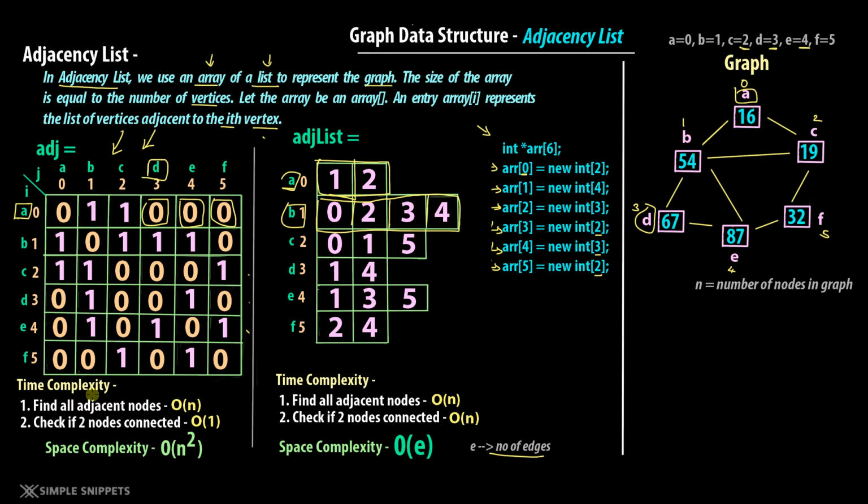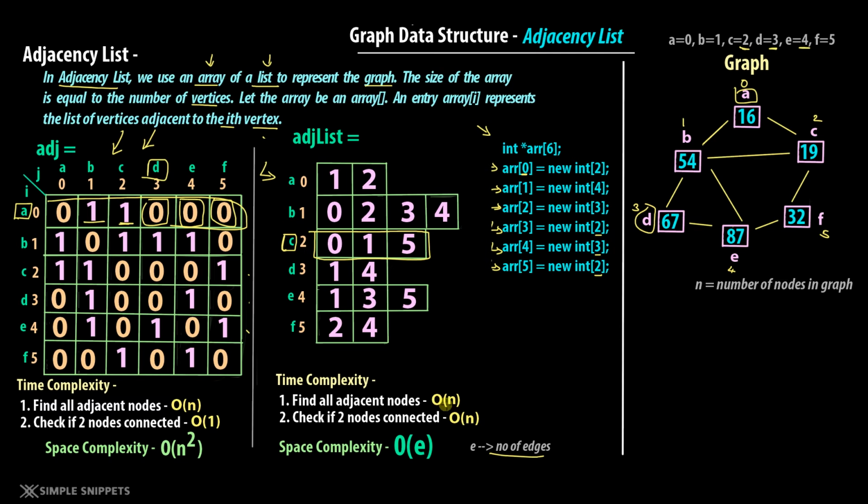Now talking about the time complexity, when it comes to finding all adjacent nodes, in adjacency matrix, we had to go through the entire row to figure out the ones. Wherever there is one, there is a connection, right? So we have to go through the entire row. Similarly, for adjacency list also, we will have to go through the entire row. So if you want to find the adjacent nodes or the neighboring nodes of C, you will have to go through only these three array elements, right?